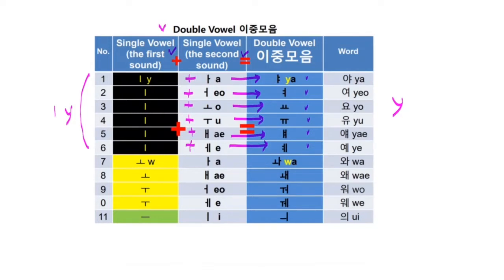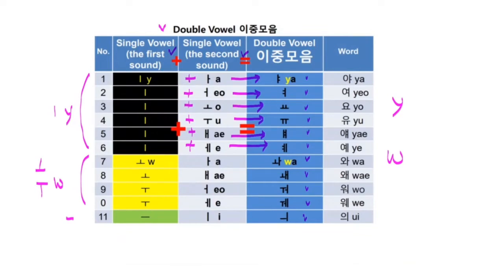Next, the sound that starts with ㅗ, ㅜ becomes W double vowels with the semi-vowel W, like wa, we, wo, we. Next, the sound that starts with ㅡ is 의.